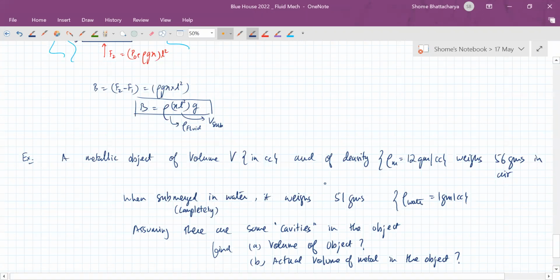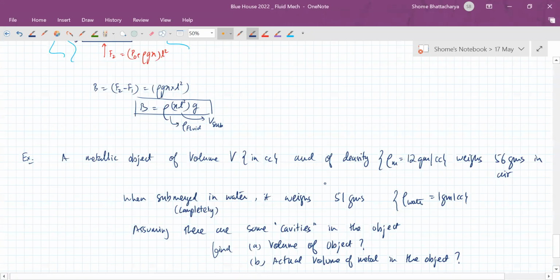Okay, so using these two pieces of data, that in air it's weighing 56 grams, whereas underwater it is weighing 51 grams, can we actually estimate the volume of the cavities in it, or the actual volume of metal? The total volume of the object minus the actual volume of metal will be the volume of cavities. This is similar to a method that is used by goldsmiths to estimate the purity of ornaments, etc.